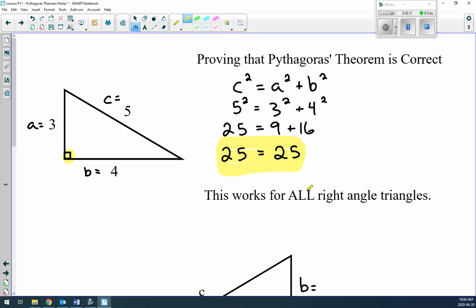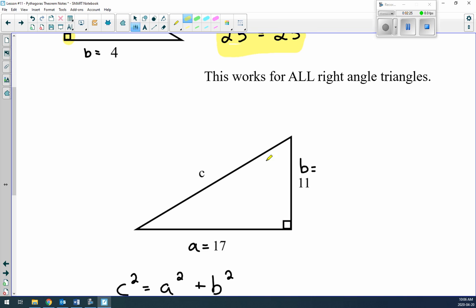And again, right angle triangles. So you're never going to get a question like that. There's always going to be a question like, okay, here's two sides, find the third. And you're either going to find the hypotenuse or find one of the legs.